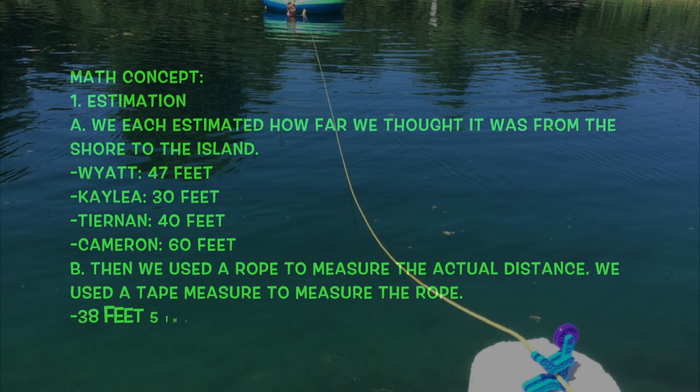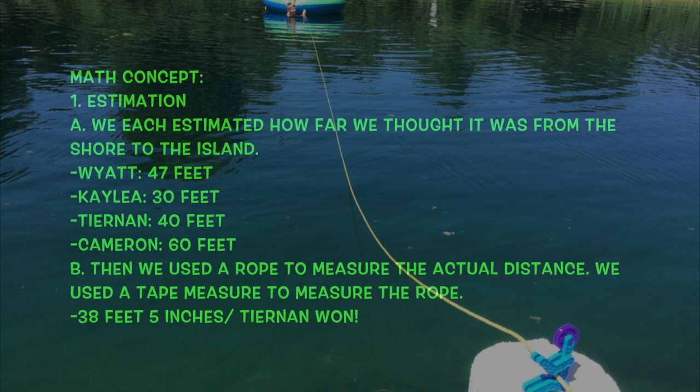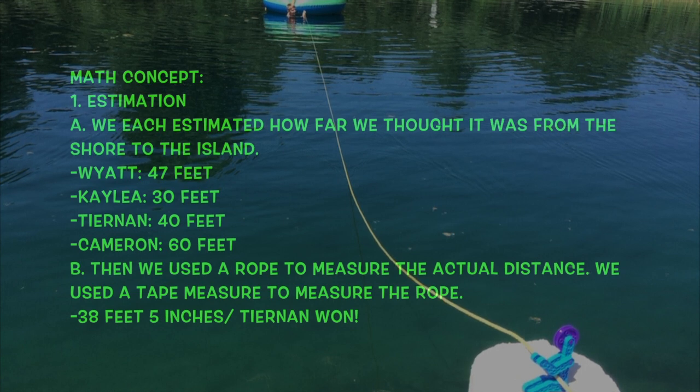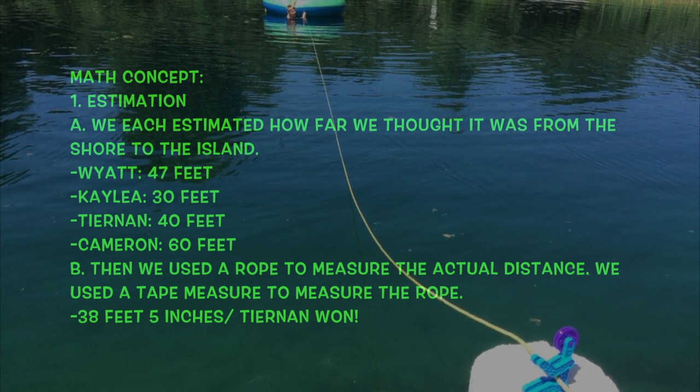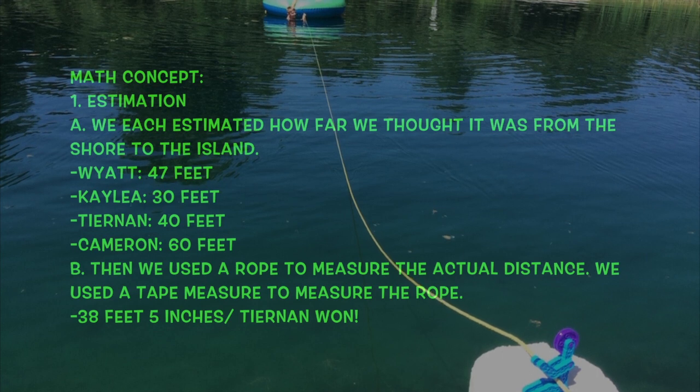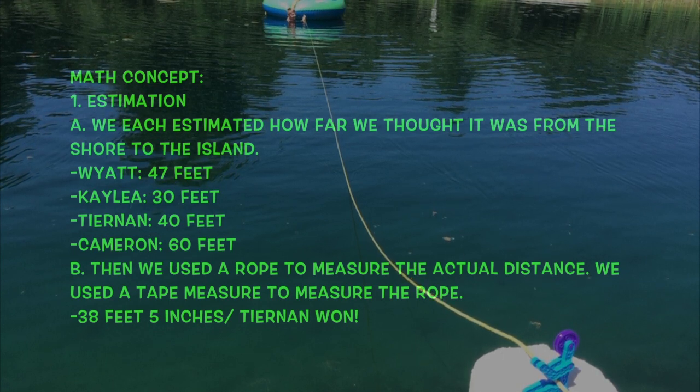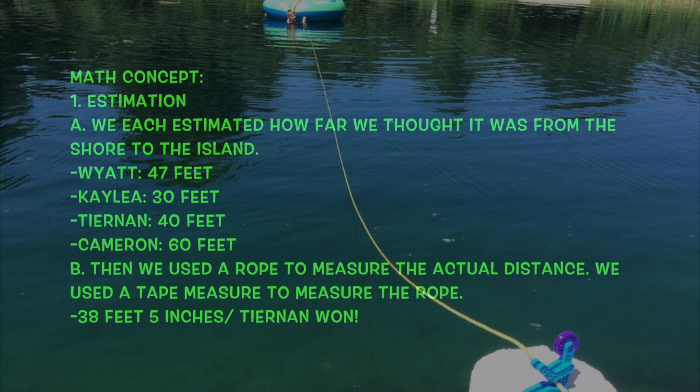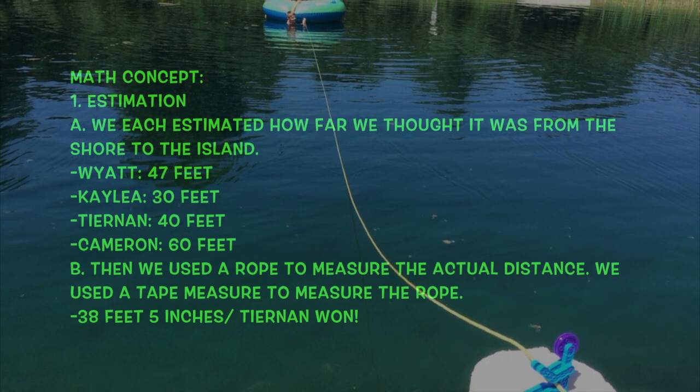Our first math concept is estimation. We each estimated how far we thought it was from the shore to the island. Wyatt estimated 47 feet, Kaylee estimated 30 feet, Tiernan estimated 40 feet, and Cameron estimated 60 feet.